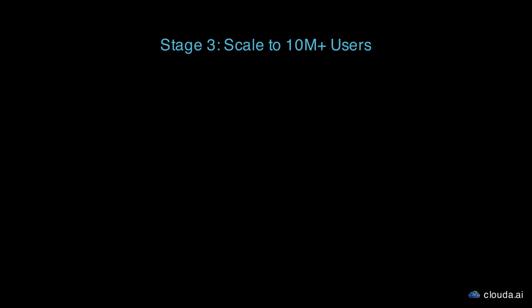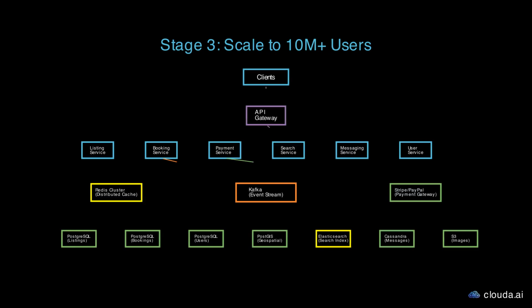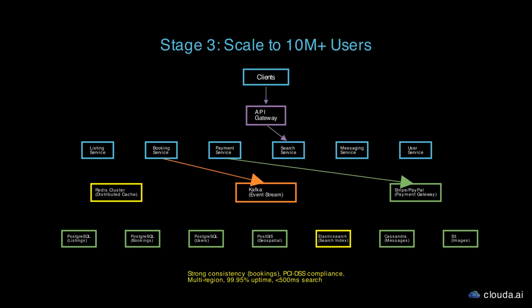At 10 million plus users, the monolithic architecture becomes completely unmanageable. We transition to a microservices architecture with clear service boundaries. We now have dedicated services: listing service manages property data, booking service handles reservations with strong consistency to prevent double booking, payment service integrates with Stripe and PayPal using idempotency keys for reliable transactions and PCI DSS compliance, search service uses Elasticsearch for fast queries, messaging service enables host-guest communication, and user service manages profiles and authentication.